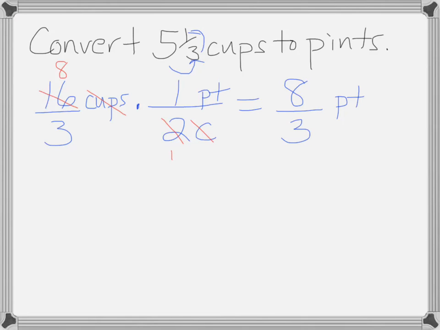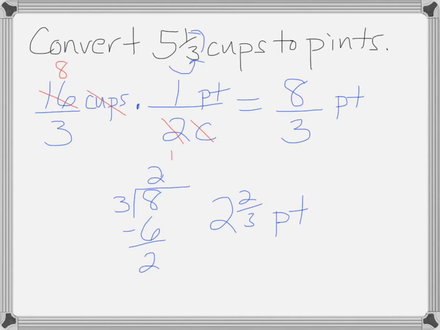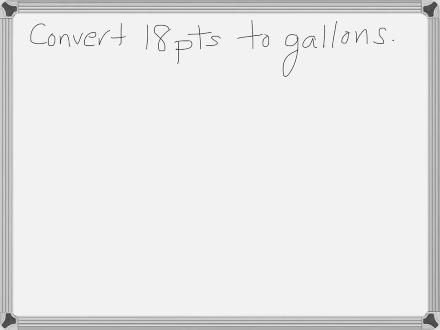8/3 pints. Let's change that to a mixed number. 8 divided by 3. 3 goes into 8 2 times. 2 times 3 is 6. Subtract. So 2 and 2/3 pints. Convert 18 pints to gallons. So 18 pints.